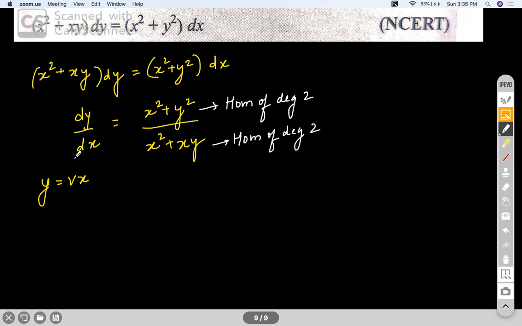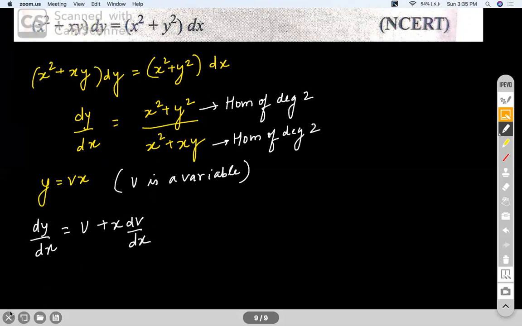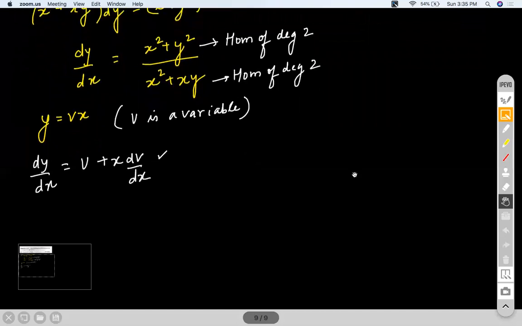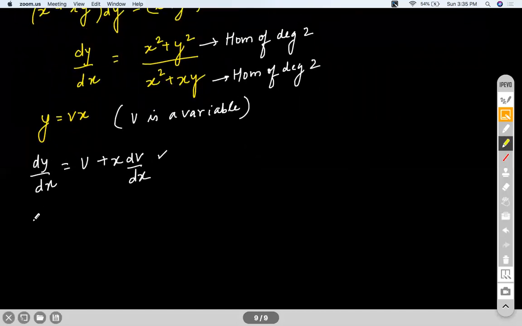So whenever you are writing dy by dx, many people make a mistake that they start treating v as a constant. Please let me tell you, v is not a constant. So v is a variable here in this case, just like your y and x are. So when you're finding dy by dx, you have to apply the product rule over here. So it becomes v plus x dv by dx. Okay. Please remember this result because you'll be using this very commonly while solving homogeneous differential equations. Now, dy by dx would be replaced with v plus x dv by dx.